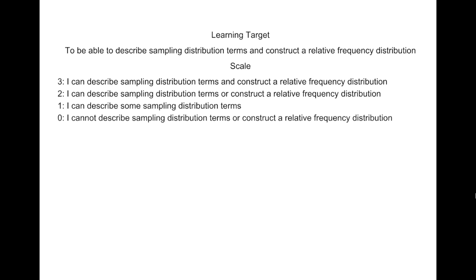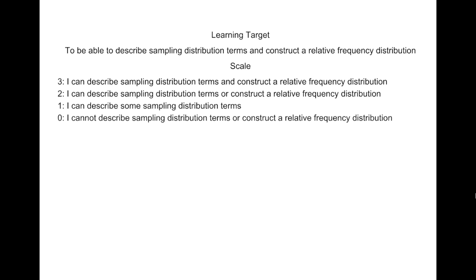The learning target for today is to be able to describe sampling distribution terms and construct a relative frequency distribution. For the scale, you're a 3 if you can describe sampling distribution terms and construct a relative frequency distribution. You're a 2 if you can describe sampling distribution terms or construct a relative frequency distribution. You're a 1 if you can describe some sampling distribution terms. And you're a 0 if you cannot describe sampling distribution terms or construct a relative frequency distribution.